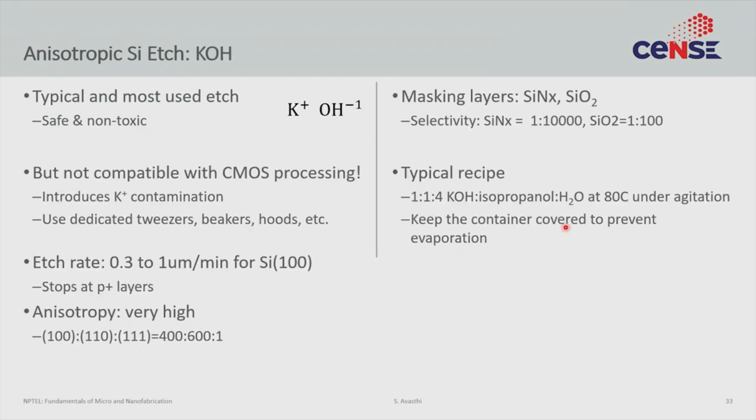Now, what are the various types of anisotropic etches that we have access to? Most of the anisotropic etches tend to be bases. So, the simplest one we can think of is potassium hydroxide. Now it is safe, it is non-toxic, it is cheap, it has all those good things going for it. It's a strong base, so it is very highly ionized into potassium and hydroxide ions. The problem some of the more astute students may see is this is not compatible with CMOS processing.